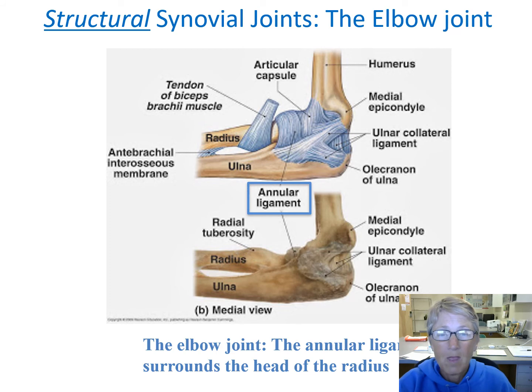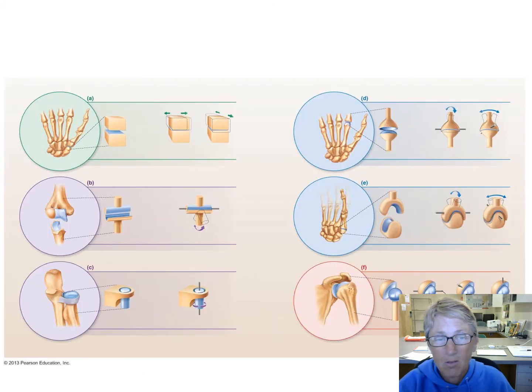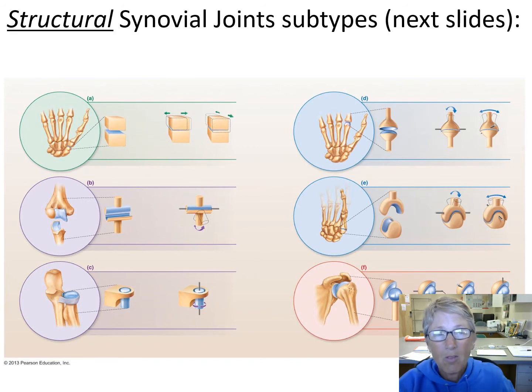This is a cartoon of the elbow joint. So here's the humerus, here's the radius and the ulna. And for this, I want you to take a look at the annular ligament. Annular means comes around, like annually, so they call this annular. It goes around the head of the radius, in other words, the annular ligament surrounds the head of the radius.